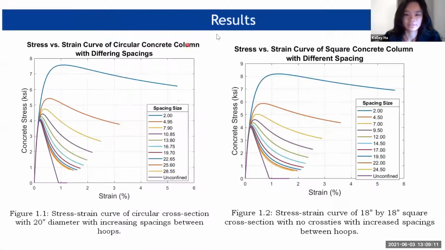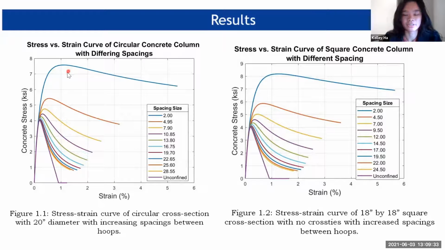Going on to the results, this first figure here is the stress-strain curve of a circular concrete column with a 20-inch diameter with increased spacings, as you see in the legend. If you increase or decrease the diameter, the behavior should look pretty similar.